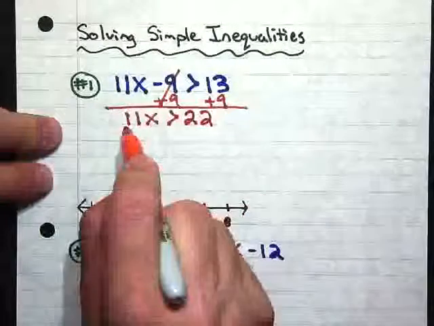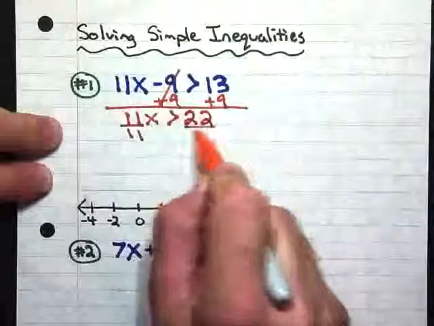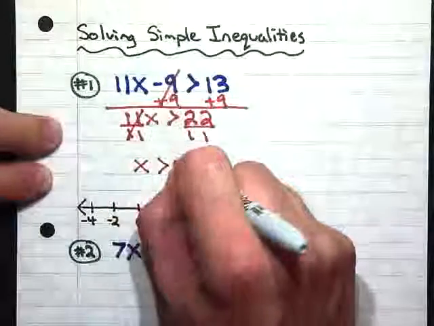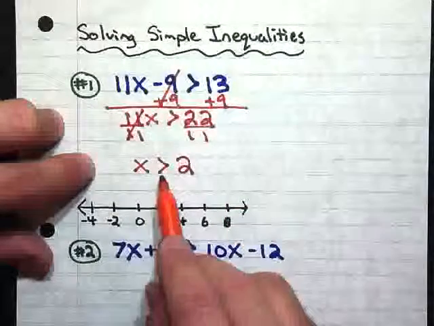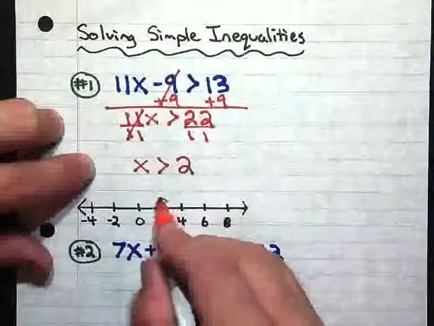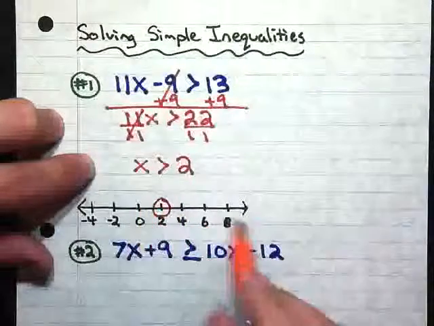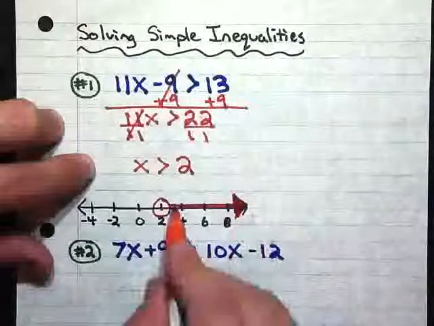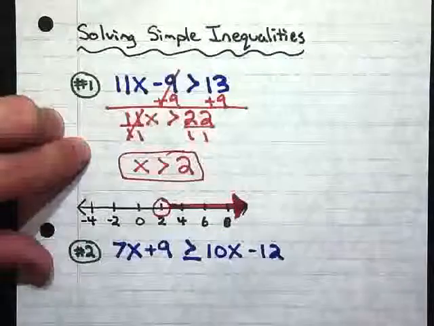Now, the next step would be to get rid of this 11. And in order to do that, we have to divide both sides by 11. And when we do that, the 11's cancel out, leaving us with x is greater than 2. Now, since our inequality is a greater than, we're going to do an open circle at 2. And it's x is greater than 2, so it's all the values to the right. And we draw our arrow and we shade that in there. And we have our solution and the graph for the solution.